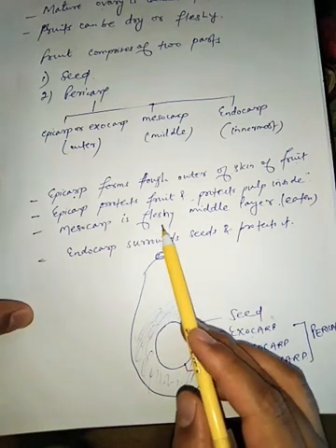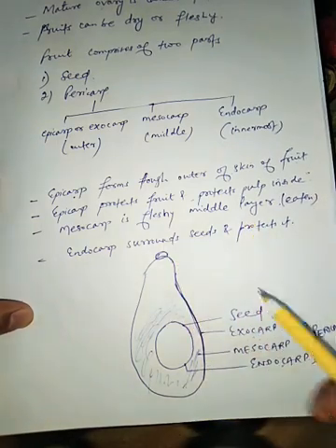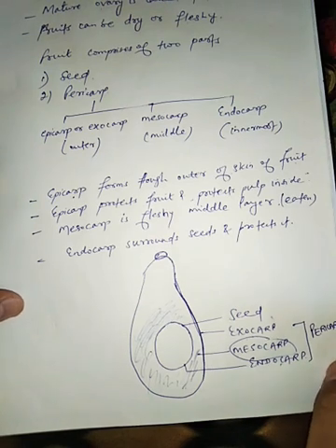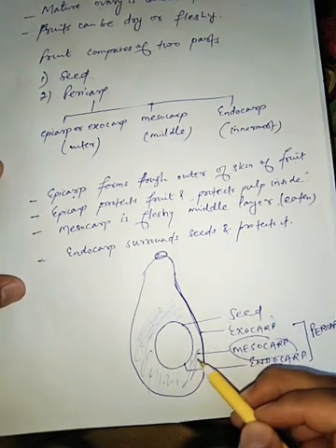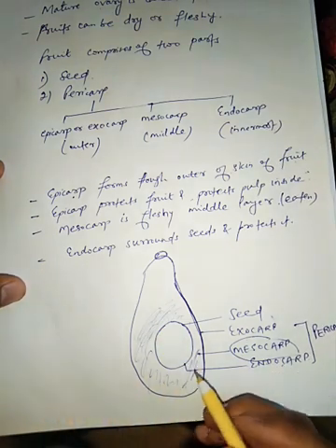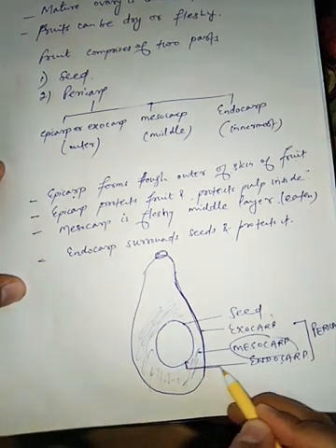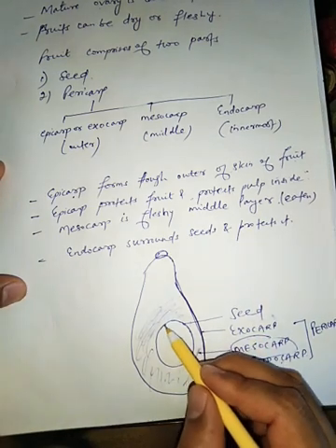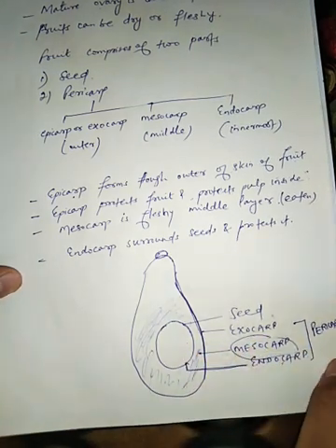Mesocarp, which is the fleshy middle layer, basically mesocarp is the layer which is eaten by us. So this mesocarp is the middle layer, that is fleshy. Endocarp is the innermost layer, and it surrounds the seeds and protects the seed.